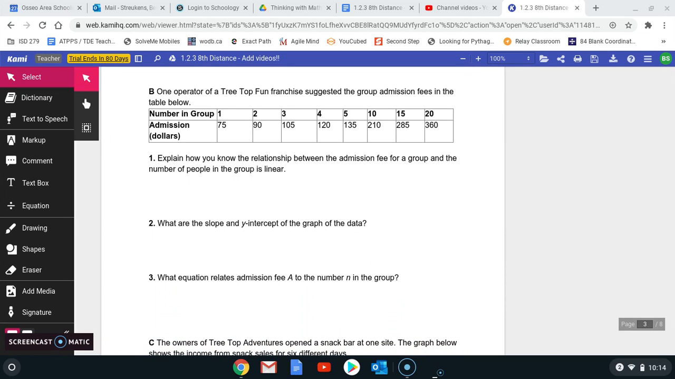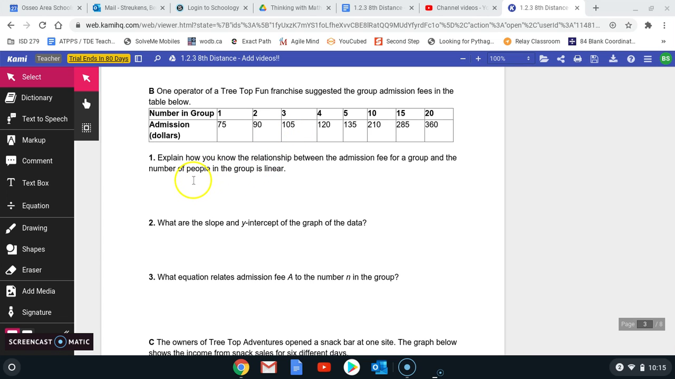In section B, one operator of a Treetop Fund franchise suggested the group admission fees in the table below. So on the top, we have the number in the group: one person in the group, 2 people in the group, 3 people in the group, and so on. On the bottom here, we have admission in dollars. So $75, $90, $105, and so on.